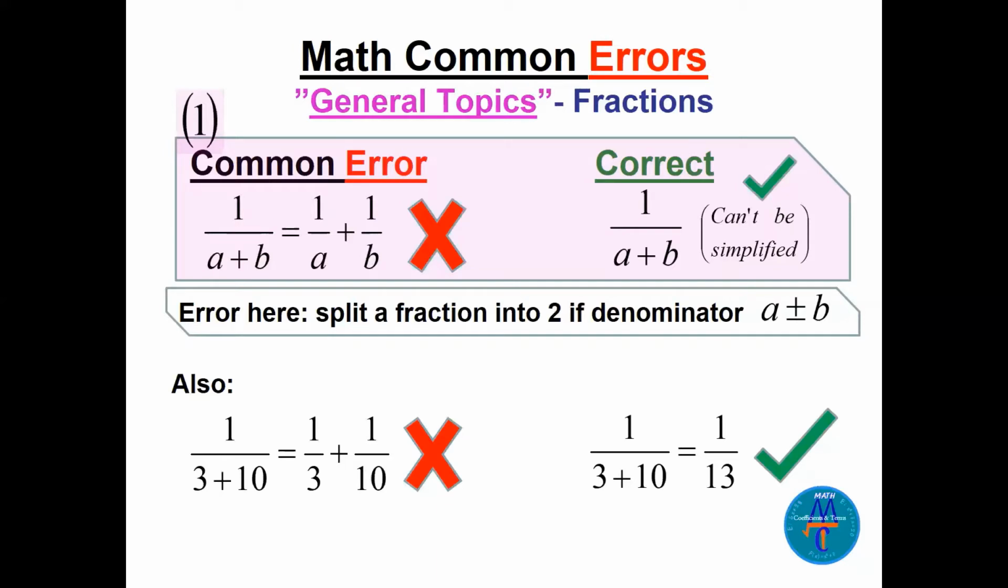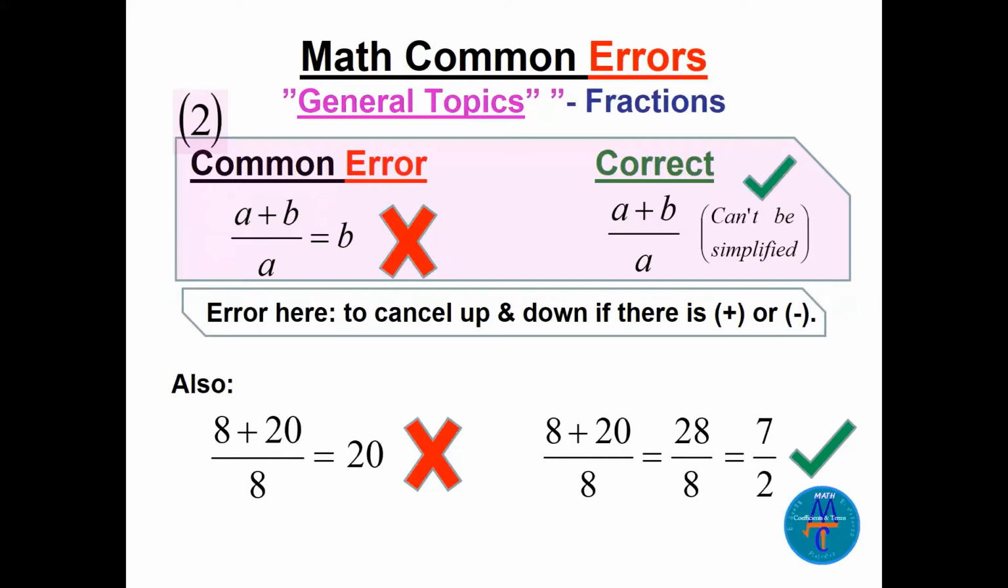Just leave it. If there are numbers instead of a and b, add or subtract. You can have also minus, and it's also wrong. See the error here: splitting the fraction into 2 if we have in the denominator a plus b or a minus b. You cannot do that. Look here, 1 over 3 plus 10. 1 over 3 plus 1 over 10 is completely wrong. The correct one is 1 over 3 plus 10, which is 1 over 13. That's the answer.